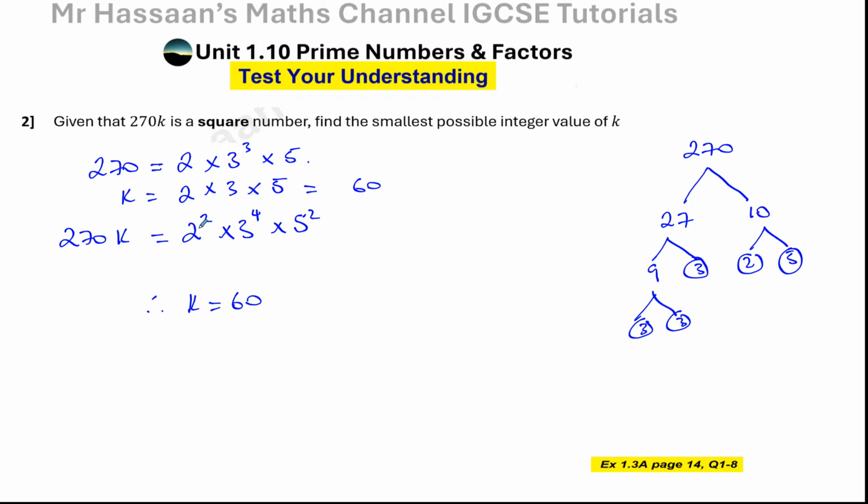When k equals 60, the powers become multiples of 2. They become even numbers, right? So in any square number, all of the factors have to have powers which are multiples of 2. All right, so that's how we can work it out. If you multiply 270 by 60, you'll get a square number. And that's the least that you can multiply by to get that square number.